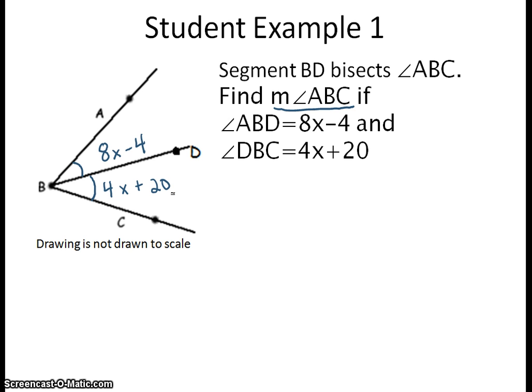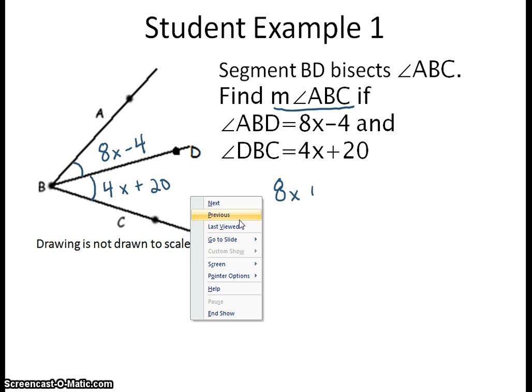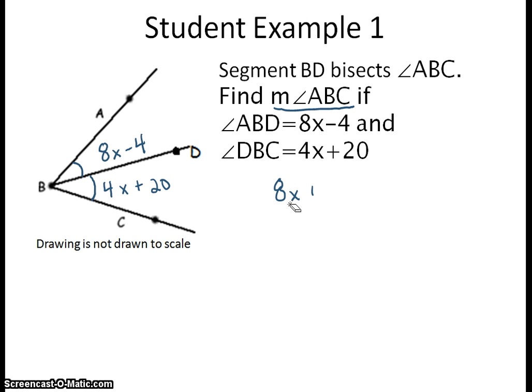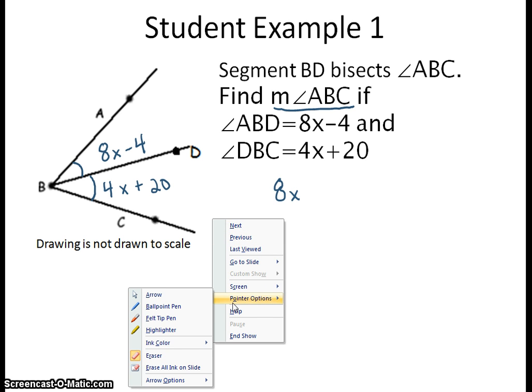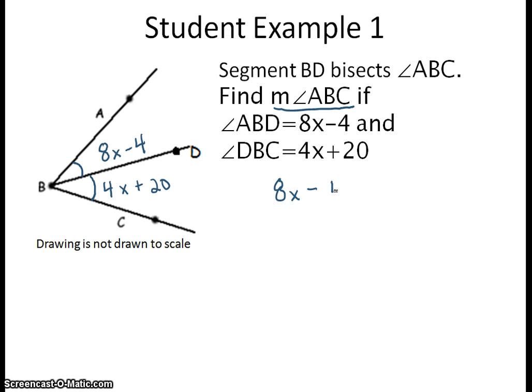Alright, so we need to somehow solve an equation so that we can get a value for x. And then once we have a value for x, we can plug it in, and then we can solve for what these angles are and figure out what angle ABC is. So the equation that I see that we can use, because we know that this piece is equal to this piece, we can say that these two things are equal to each other. So we can say that 8x, oops, that should be minus. Let's see if I have an eraser up here. I do. Look at that. Okay. 8x minus 4 needs to equal 4x plus 20. And now I can solve this equation.